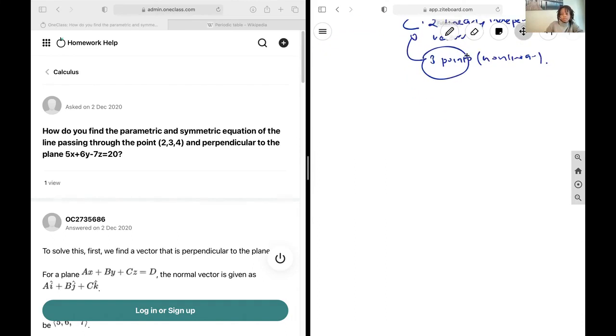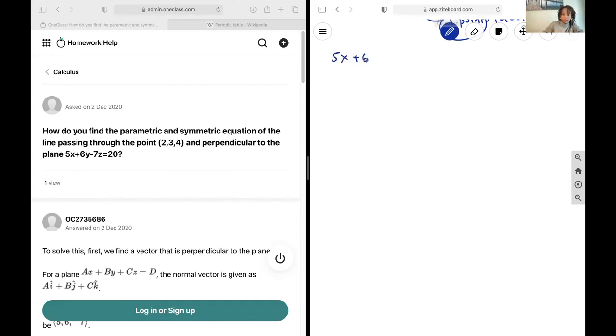So for our problem, let's start by finding our normal vector, because we want it to be perpendicular to a specific plane. For the plane 5x + 6y - 7z = 20, its normal vector is just going to be these coefficients. And so it's going to be (5, 6, -7) is going to be our normal vector.